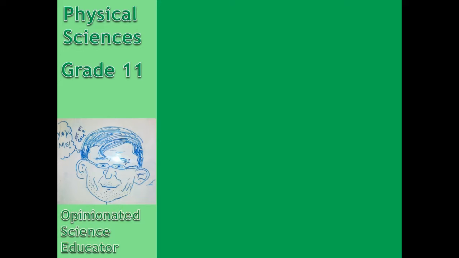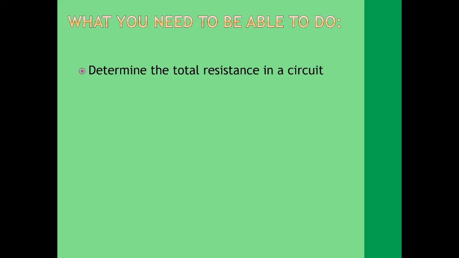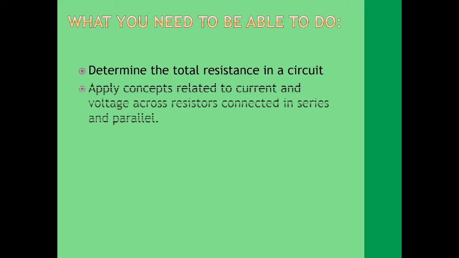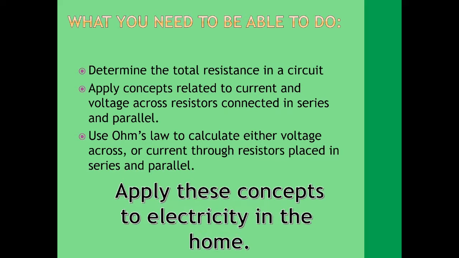This is the pre-lesson activity and it is a video tutorial. By the end of watching the videos, you need to be able to determine the total resistance in a circuit, apply concepts related to current and voltage across resistors connected in series and parallel, and use Ohm's law to calculate either voltage across or current through resistors placed in series and parallel. In the contact session, you will be applying these concepts to electricity in the home.